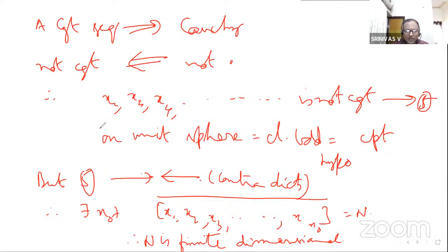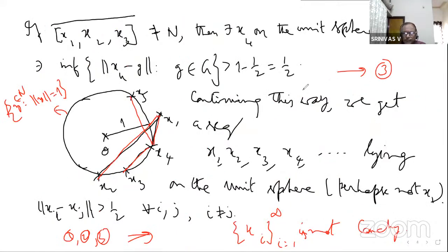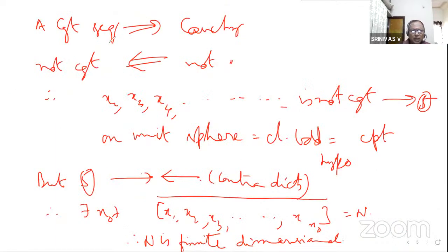One minute, let me see what the book says. We would obtain a sequence of points on the unit sphere which has no convergent subsequence. He says this sequence has no convergent subsequence. Why? Because the sequence is not Cauchy. This sequence cannot have a convergent subsequence. Not convergent. Why?